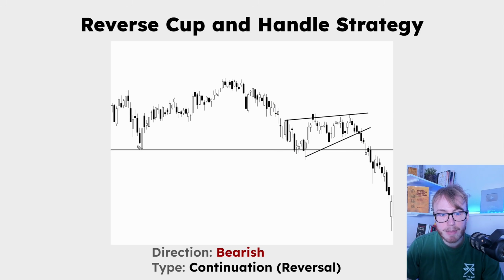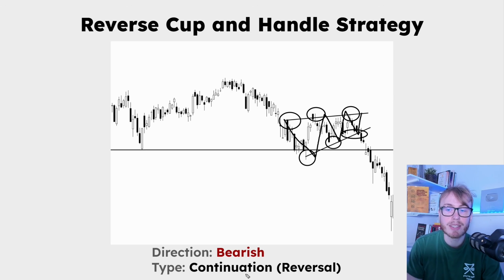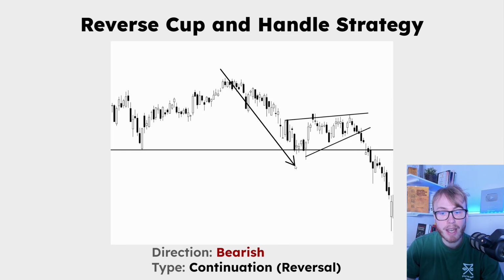As you can see, in this case, we had a very nice U shape. So the cup part was very, very clean. And then during the handle itself, we printed higher highs, but we also printed higher lows. But what we can notice here is that the range is getting tighter and tighter. So this right here is a rising wedge, which in itself is a bearish continuation pattern, meaning that the goal of the handle itself is to continue the price down.